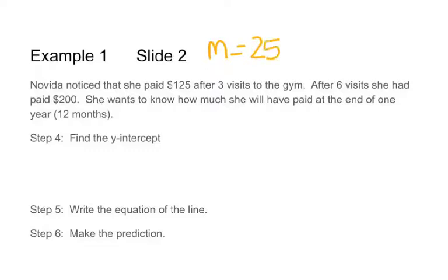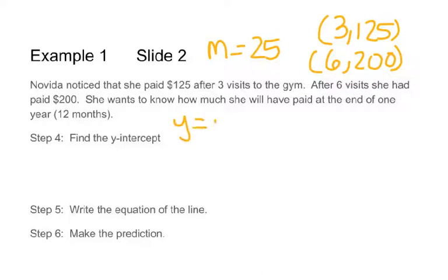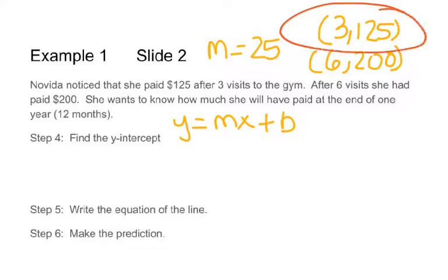M is 25, and our two ordered pairs were (3, 125) and (6, 200). So from our last lesson, we learned how to find the y-intercept by plugging in, choosing one of these. I'm going to choose this one. The y value in that ordered pair is 125. The slope is 25. And the x value in that is a 3, plus the b.